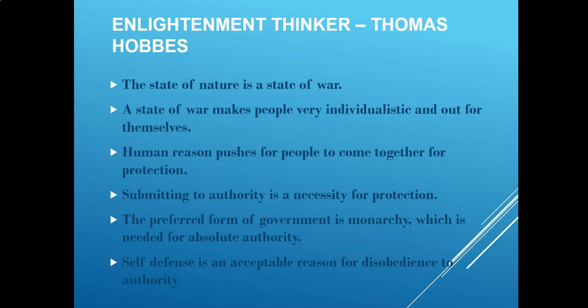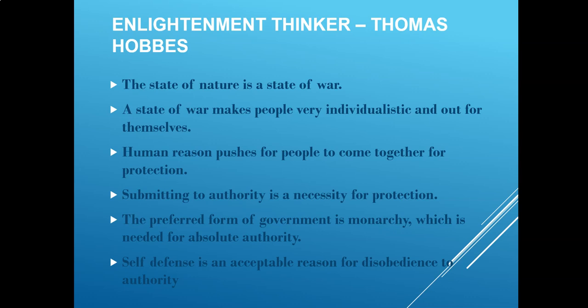And this is an initial Enlightenment thinker, and not everybody agreed with him. Later on, some people actually disagreed with him. They actually said that the monarchy was not needed. But this is the way he believed that in order to keep people together, in order to maintain order in a society, you had to have a strong government, a monarchy, and that monarchy was responsible for punishing those people that actually deviated from the norms or what was required from society. He also believed that self-defense is an acceptable reason for disobedience to authority.